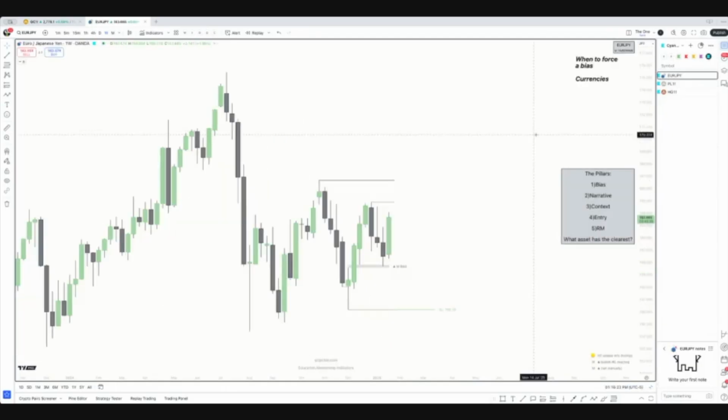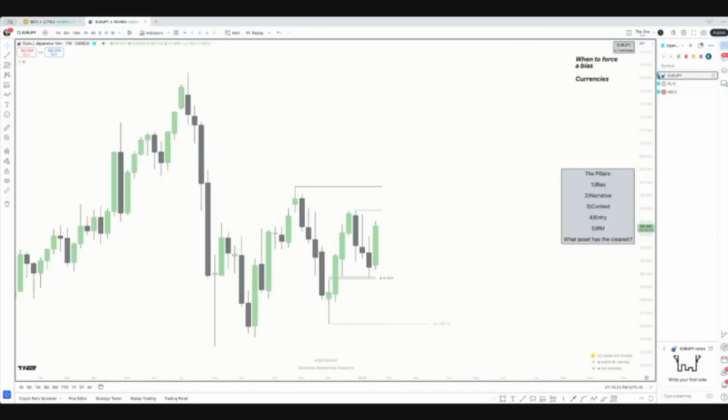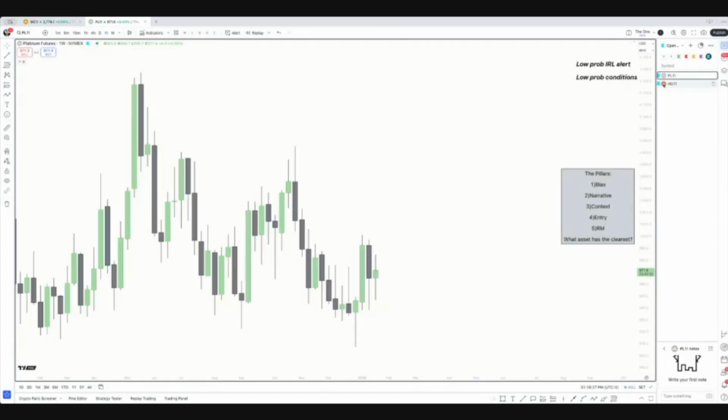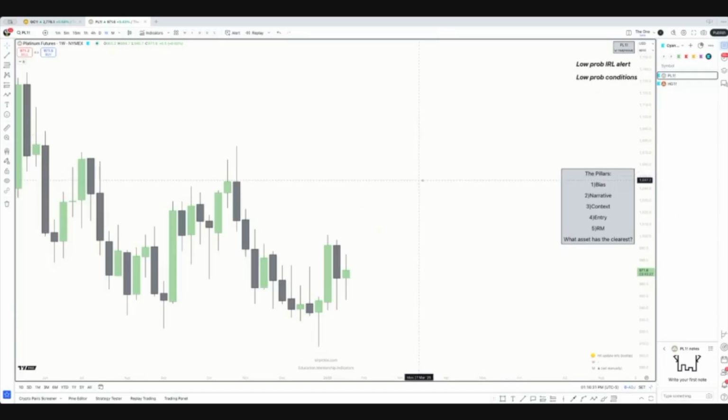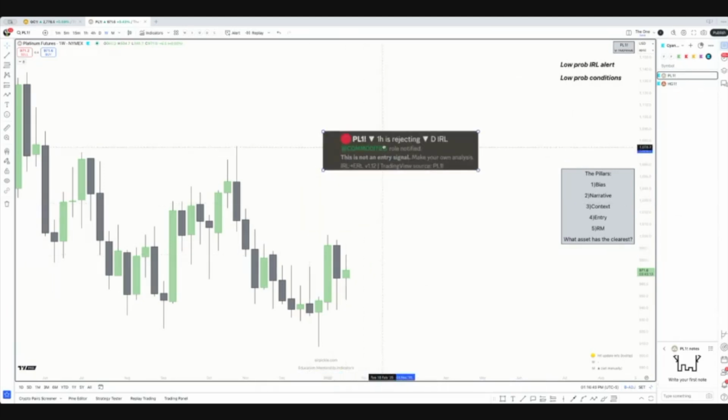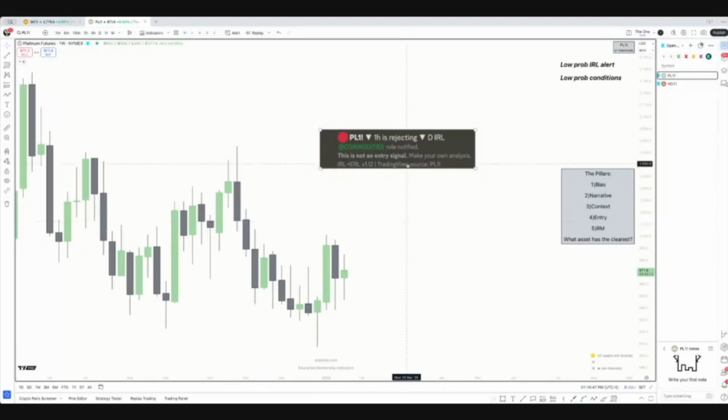So that's Euro JPY, and that is that. So Platinum. Why I wanted to go over this is as an example of a low probability alert and low probability conditions, right? If you have been watching the IRL alerts, we saw this right here get alerted. Platinum 1 hour is rejecting a daily IRL.